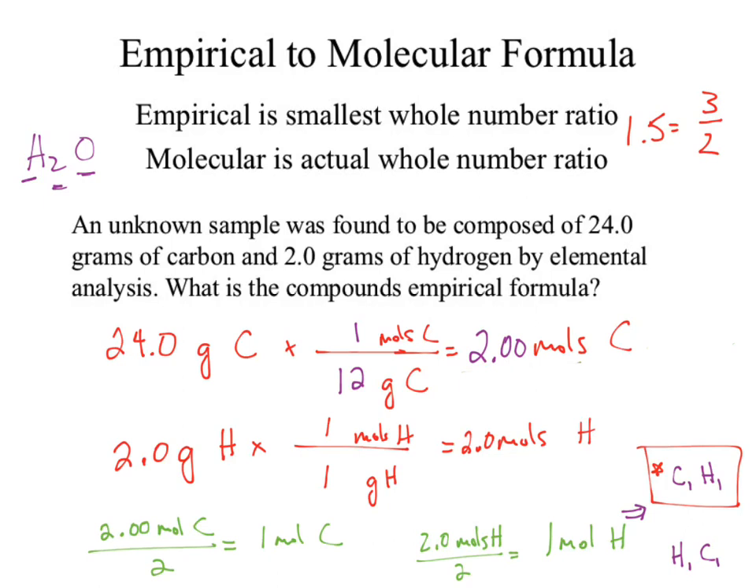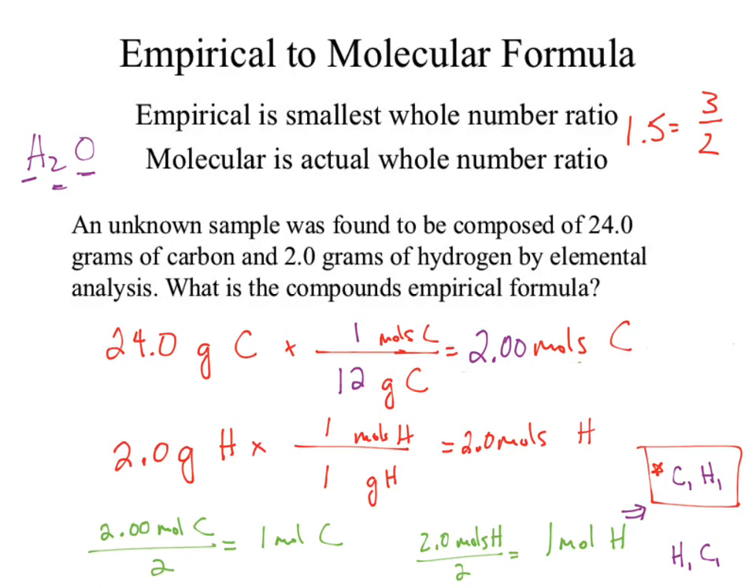How do I know this isn't an ionic compound? It doesn't have metal. There's no metal. It's a nonmetal and a nonmetal. Two nonmetals is a molecular compound. That's why we look at molecular formulas for these molecular compounds. And yes, we can get multiple compounds having the same empirical formula.